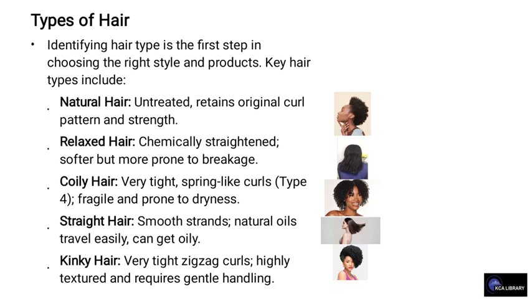The coily hair has a very tight, spring-like coil, and is fragile and prone to dryness. The straight hair always has a smooth strand, and natural oil travels easily. It can get oily. Lastly, the kinky hair. This has very tight zigzag coils, is highly textured and requires gentle handling.